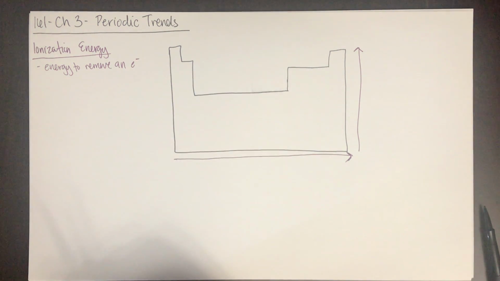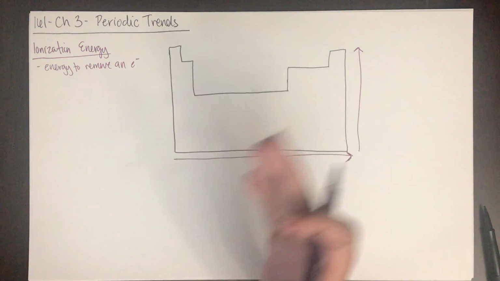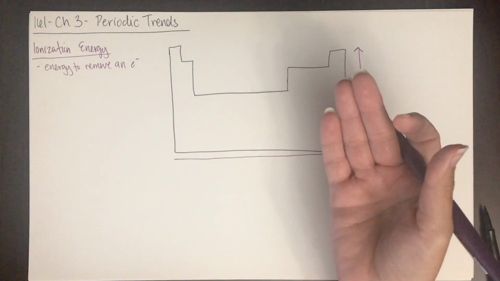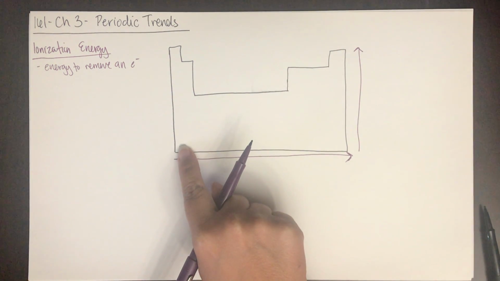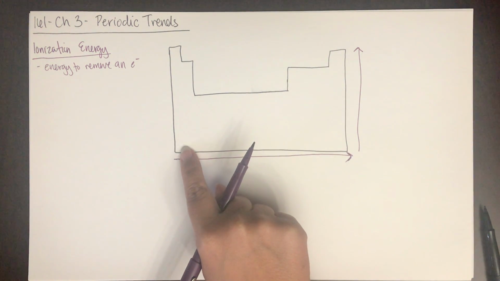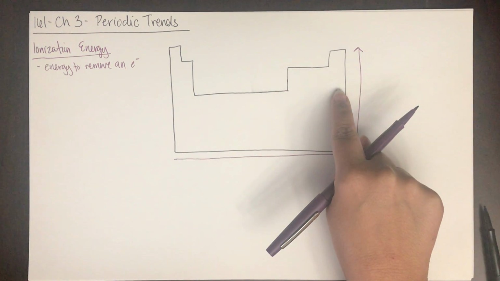If I ask you to explain the trend of ionization energy, what would not be acceptable would be because it's to the left or the right or because it's above or below. What would be acceptable is saying the fewer number of electrons you have, the easier, the least amount of energy it would take to remove those electrons. The more electrons you have, the closer to having a full octet, the more energy would be required.